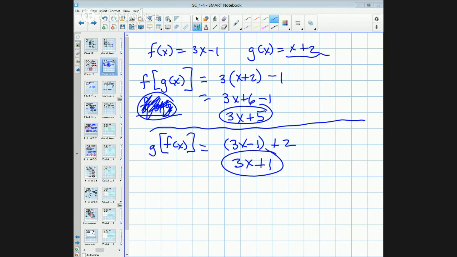And I'm pretty sure they're going to give you some problems where they ask you to do them both ways. You shouldn't normally get the same result, just like here. We got different results.